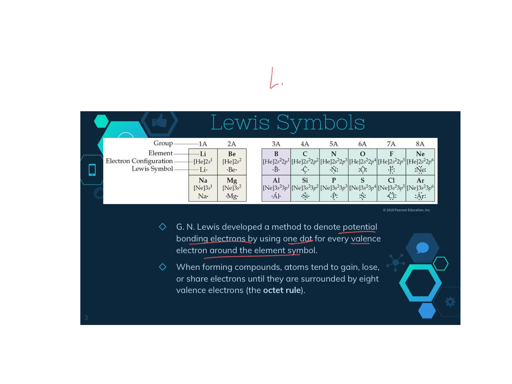So for example, for lithium, it has 1 valence electron, so we'd represent it as a dot. For carbon, it has 4, we'd represent it with 4 dots, and we typically will unpair them before we start pairing them. And when you form a compound, atoms will tend to gain or lose electrons if they're specifically ionic, or they'll share electrons if they are covalent. And normally we want to satisfy the octet rule, but we'll talk about some examples where this normally does not happen.